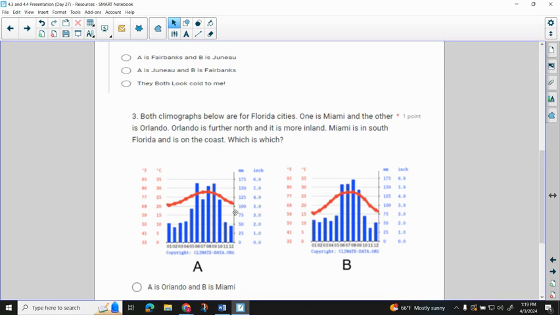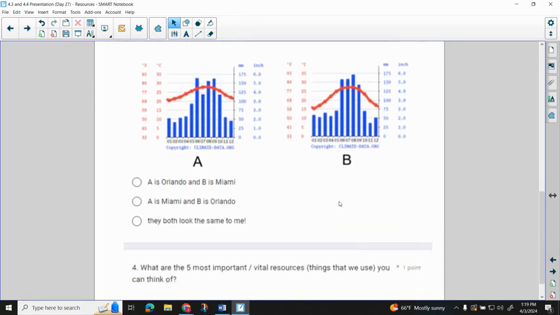And then we look at these two cities. Precipitation-wise, not much of a difference between them, but temperature-wise, a much more moderate temperature here than we see here. This one is Miami, and this one is Orlando, further inland.